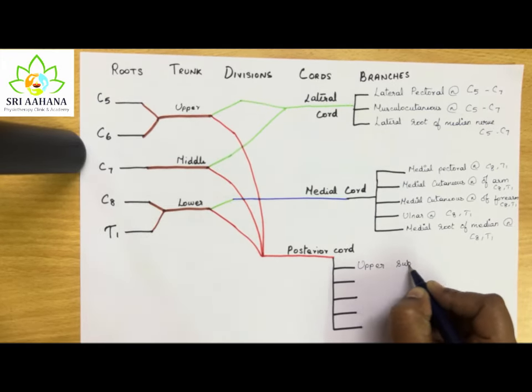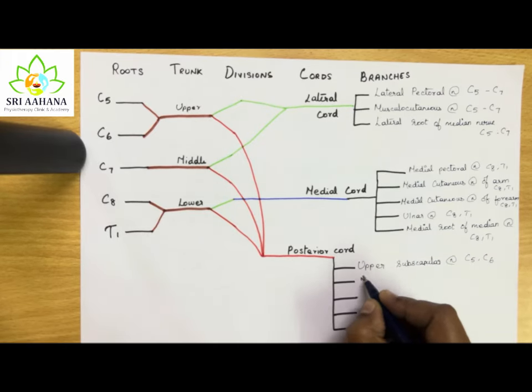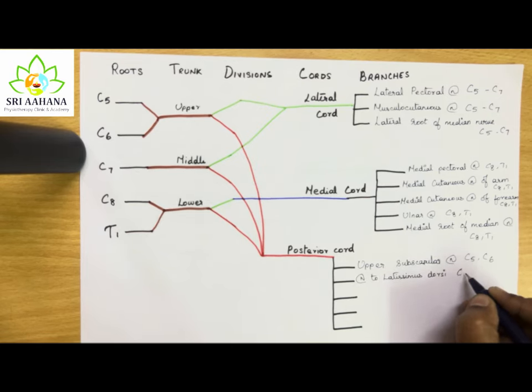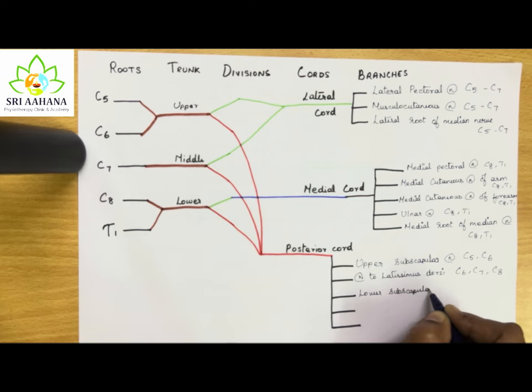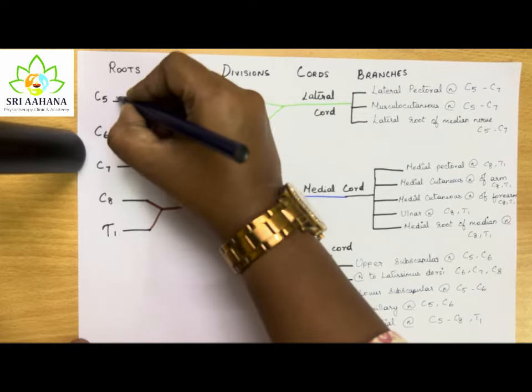Coming to the posterior cord branches, the upper subscapular nerve with C5, C6 as the root value. Then we have the nerve to latissimus dorsi with root value C6, 7 and 8. Next we have the lower subscapular nerve with C5, C6 and the axillary nerve with C5, C6 as the root value and the radial nerve with C5 to C8 and T1.